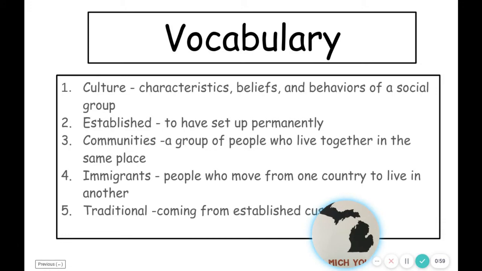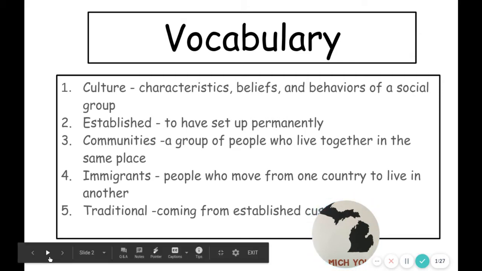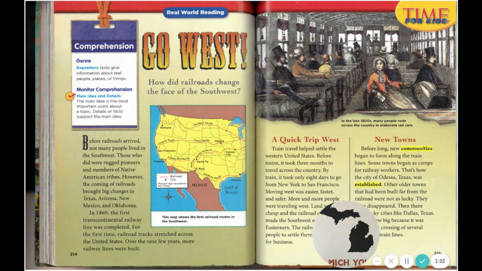Today's vocabulary words are, again, number 1, culture: characteristics, beliefs, and behaviors of a social group. Number 2, established: to have set up permanently. Number 3, communities: a group of people who live together in the same place. Number 4, immigrants: people who move from one country to live in another. And number 5, traditional: coming from established cultures and customs, sorry. All right, Go West.